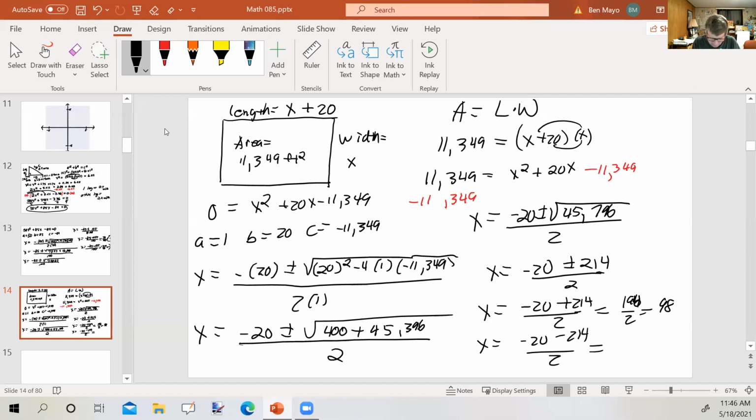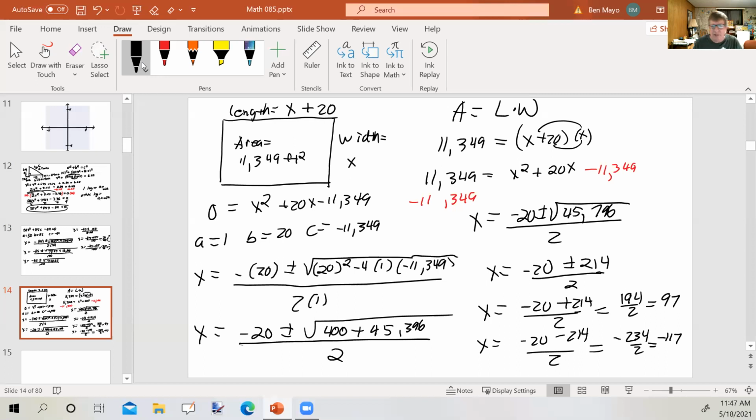Let's see, negative 20 plus 194 divided by 2. Good thing that I'm checking my work here. I guess I'm having a Monday, even though it's Tuesday. So this is what? 194 over 2, which is 97. And then this is going to be what? Negative 234 over 2. Negative 234 divided by 2 is negative 117.